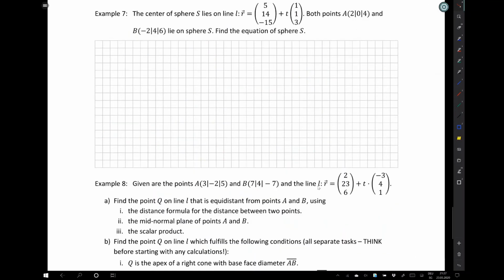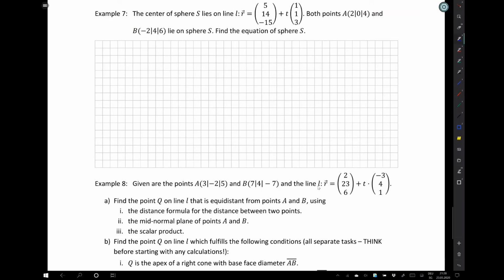Now read example 7 and try to solve it on your own. Stop the film, and here comes the solution. The center of the sphere is the point on L that has the same distance from A and B. And this is a task that we have solved several times. Take the midpoint of A and B.